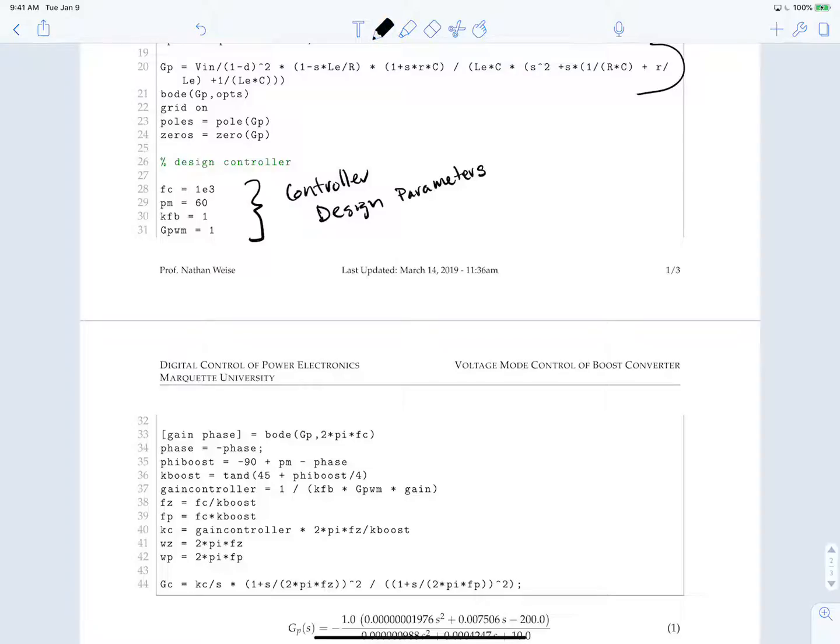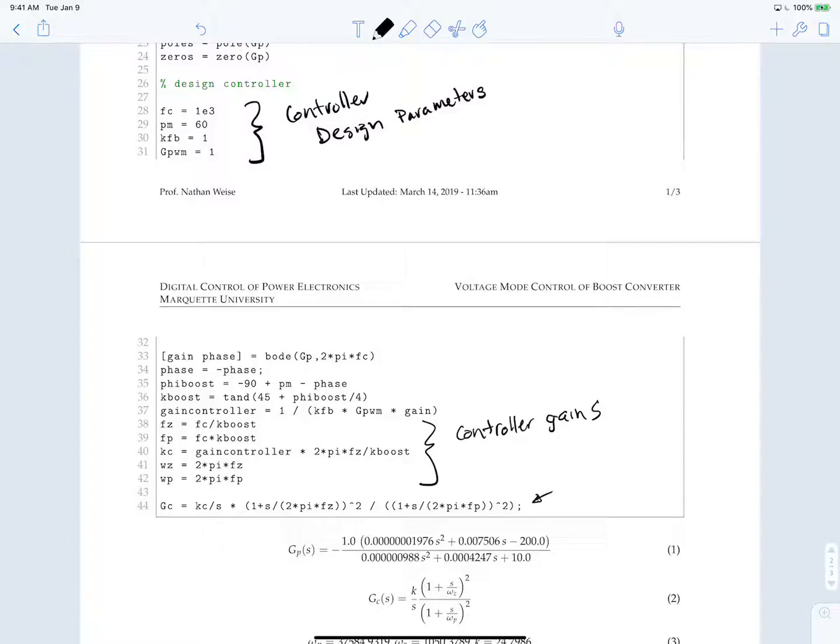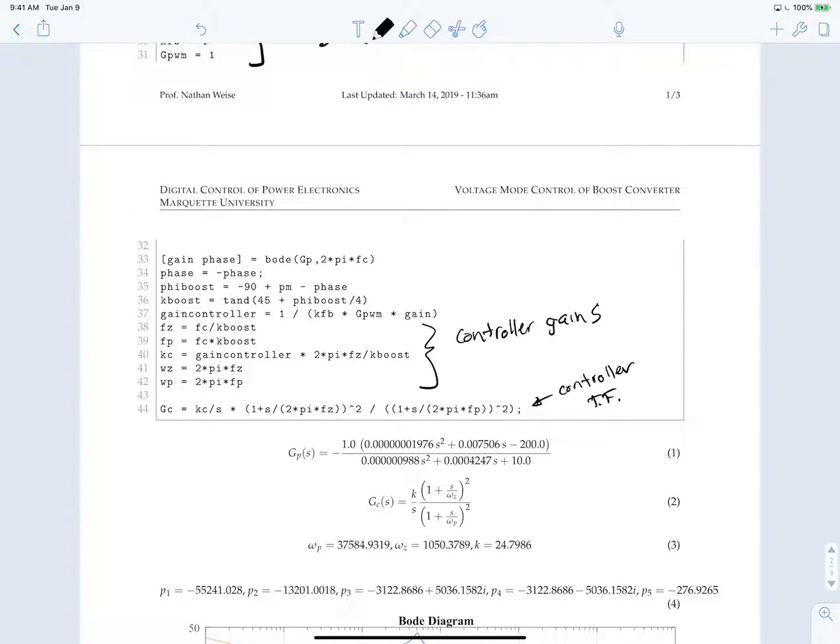Line 37 is how much controller gain we need in order to cross over a gain of 0 dB, or a gain of 1, at the desired crossover frequency. And once we have that, then we essentially can get the controller gains, which is these lines. And then what I've done down here is just define the controller transfer function based upon the integrator gain, the pole, and the zero. Essentially, this is what we get right here.